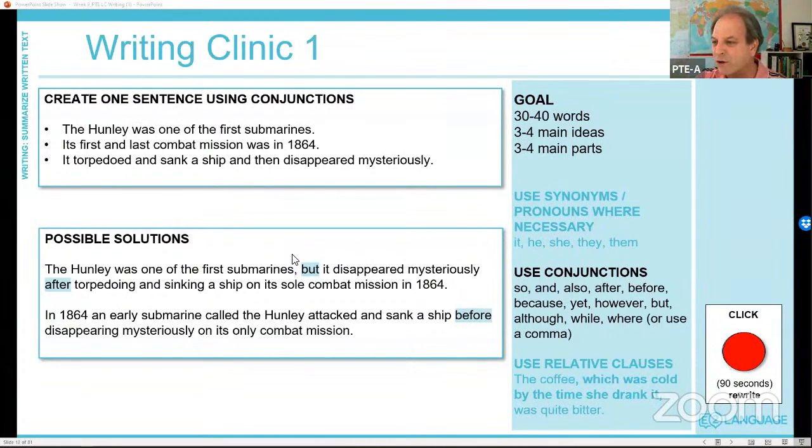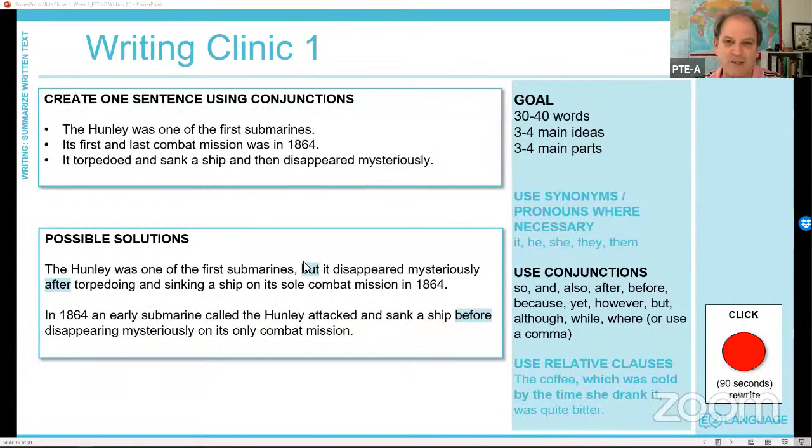The Hunley is the first submarine was sunk. Not sure. It was the earliest submarines which fought only in 1864, where it attacked and sank a ship before disappeared was attacked. Not quite right, Samak Shia. So we're going to work on it. The Hunley, which was one of the first submarines, took part in, I can't help myself, in its one and only mission as it went missing after it attacked and sank a ship. Not bad, Cat.